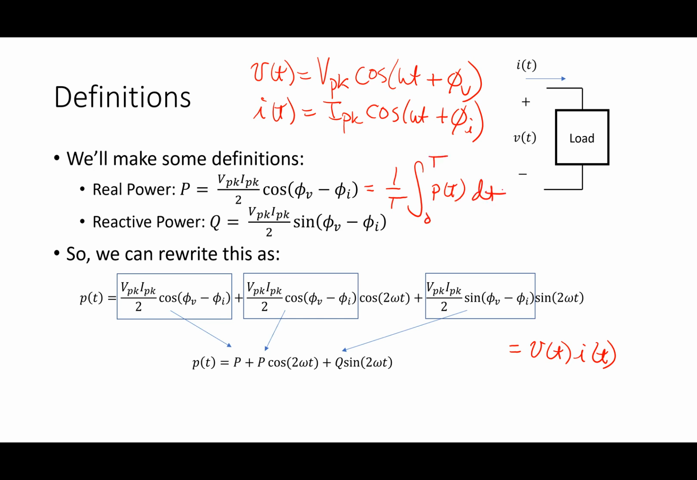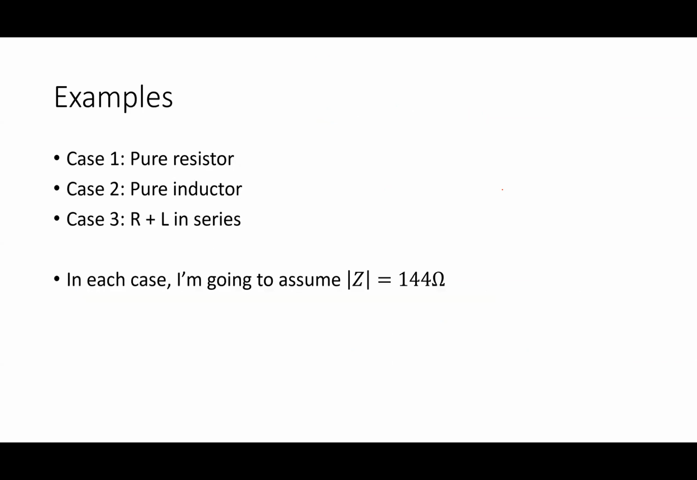That's the definition of an average. Now I use that because I want to look at a couple of different cases here. Let's say I've got a load that has a magnitude of 144 ohms. It's going to be either, in one case, a resistor, in one case an inductor, and in one case an R and an L in series with each other.